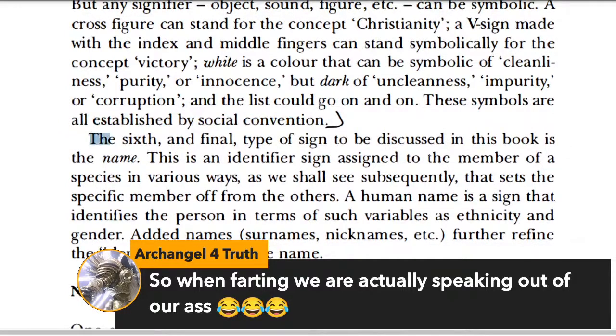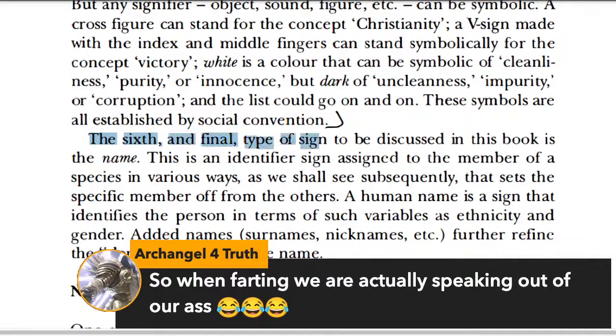The sixth and final type of sign to be discussed in this book is the name. So we talk a lot about names. Yeah, the V sign. This is an old book, V for Victory. Yeah, I guess it's actually not that old, but the author is, 1920 was the author. I don't think we're reading the author yet, though, are we? No, this is the first chapter, so yeah, we're reading this, Sebeok. So he's an old cat.